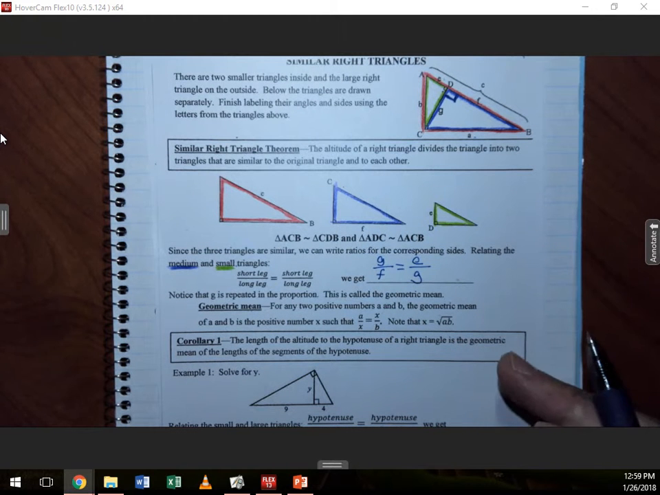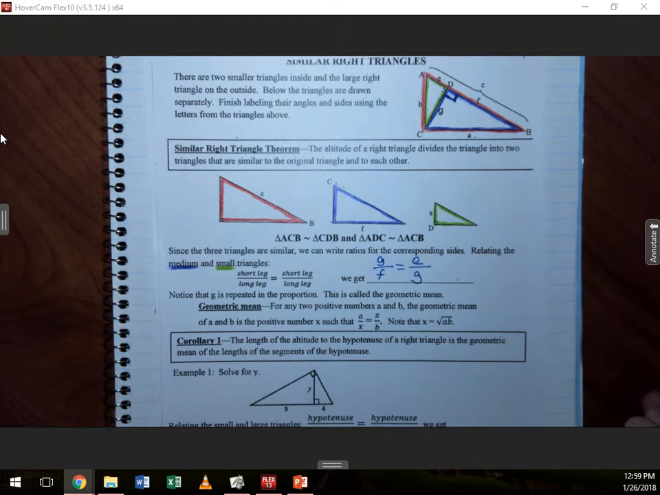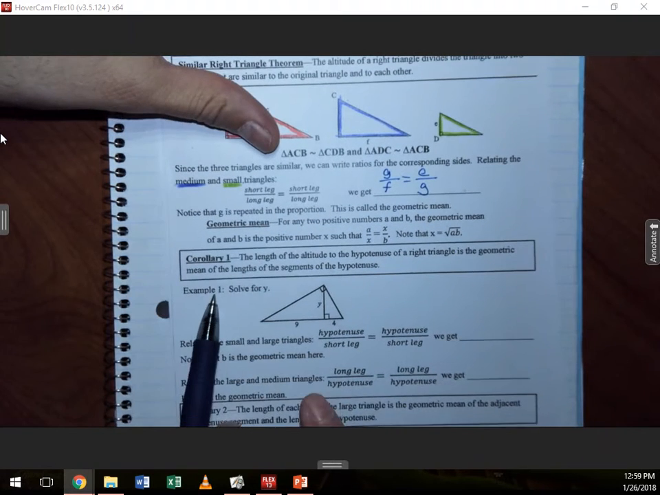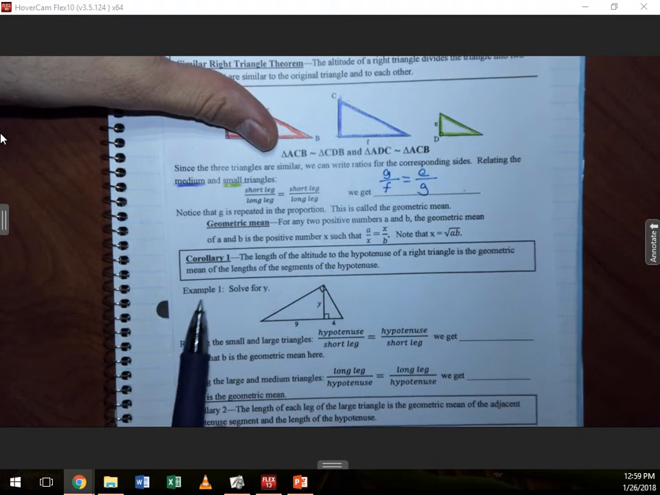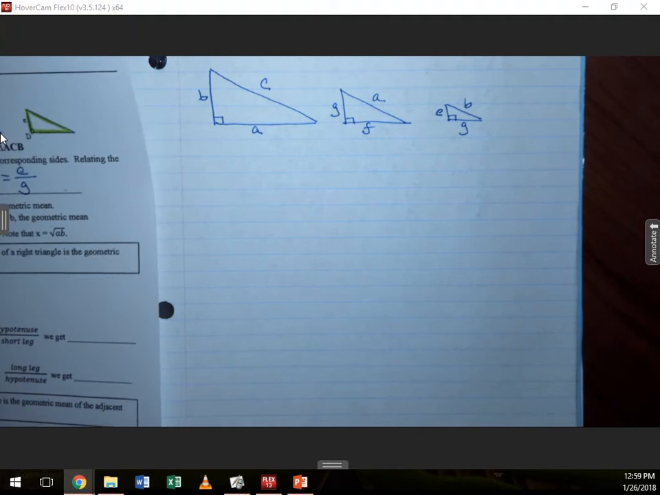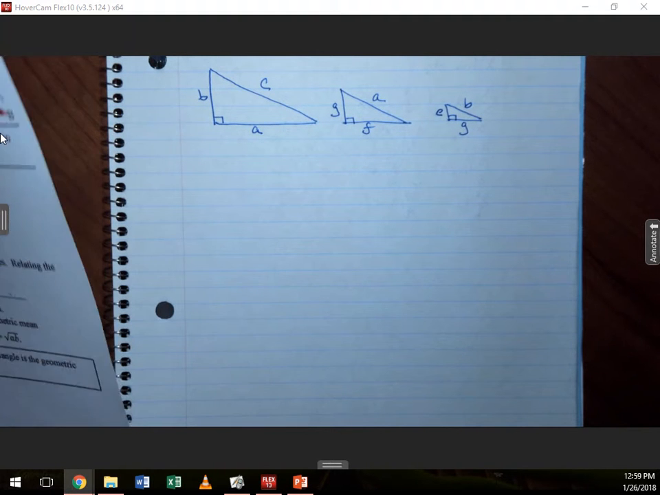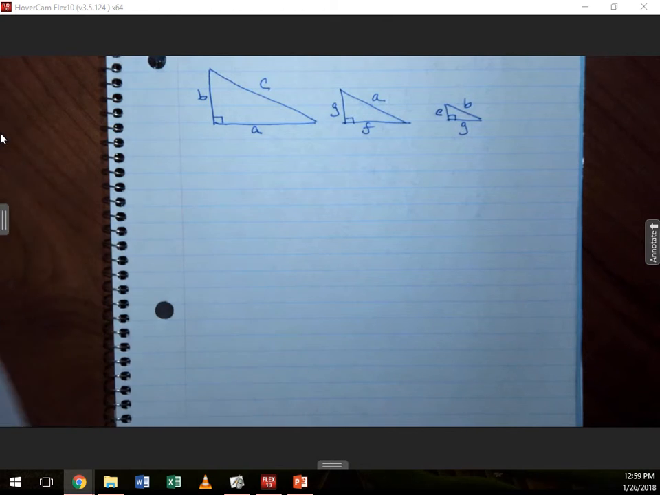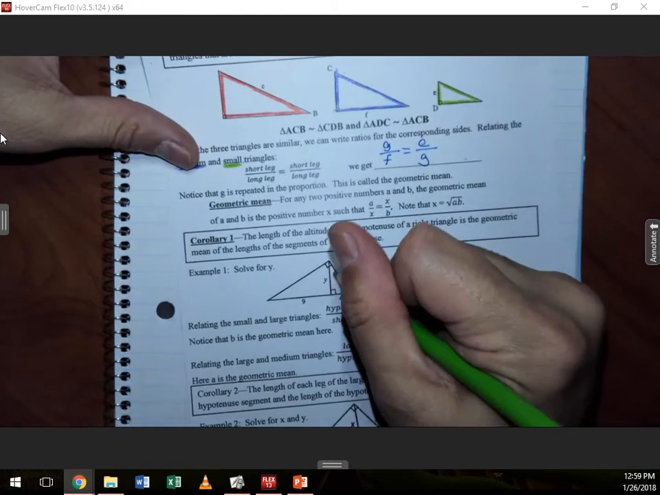Now, I'm going to translate this into basic English. Let's put some numbers in here. Let's look at example 1. In example 1, I'm going to do it right over here. And we're going to fill in some numbers for what we have. So, color coordinated again.